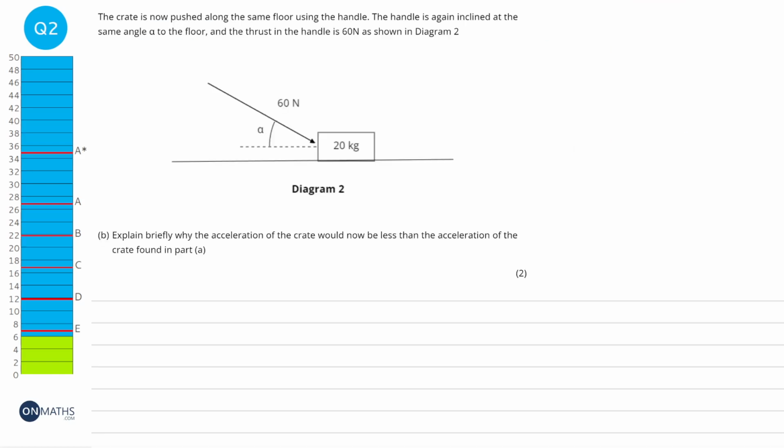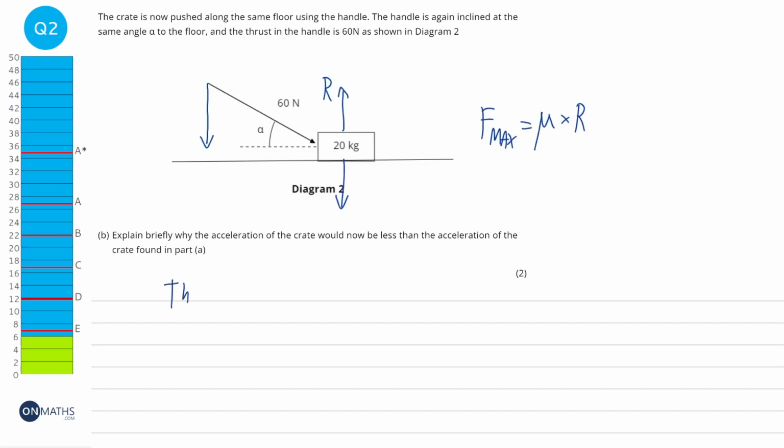For part A, we had the force going up and to the right, so we had a right force and a vertically up force. With this one, we still have that right force, but the force now, instead of going up, is going down, so there's a down component to it. Along with the 20g, that means we've got a much larger force going downwards. This means that the reaction force will be increased. Now, if the reaction force is increased, the formula we used for the maximum friction was mu, which has stayed the same, times the reaction, which has increased. Therefore, the friction will increase.